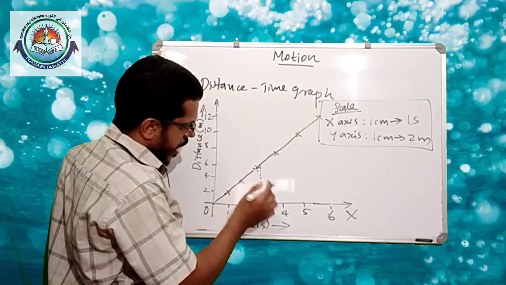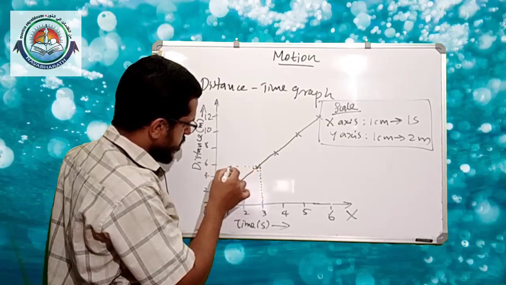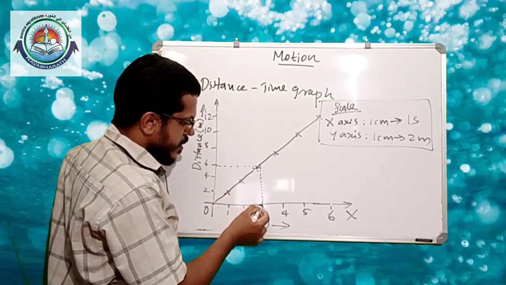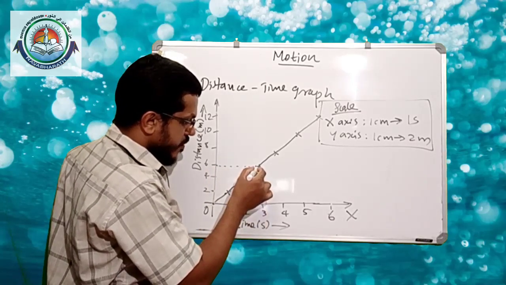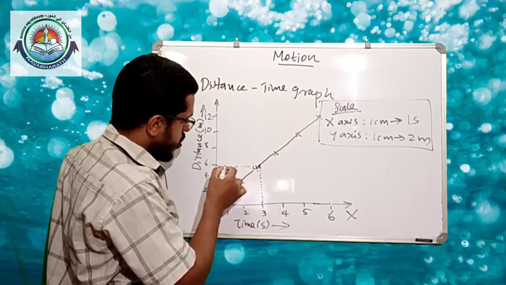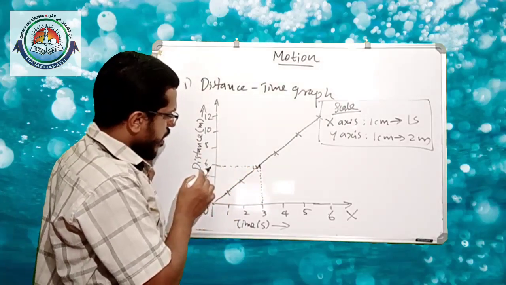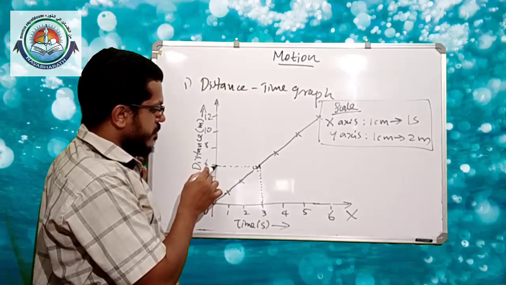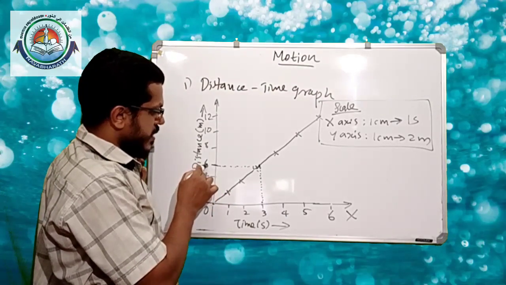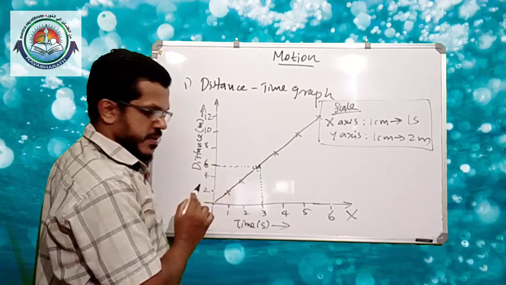Then also draw a perpendicular line to the y-axis. First we want to draw a perpendicular line from the x-axis to the graph. Then where this perpendicular line meets the graph, draw another line to the y-axis which is perpendicular to the y-axis. Then we can obtain where the point meets, that is 6 meter here. That is the distance traveled by this object in 3 seconds.